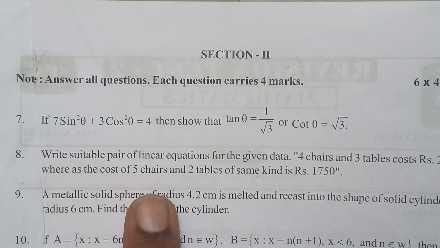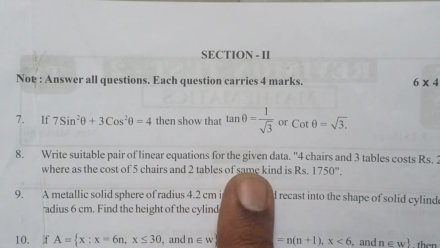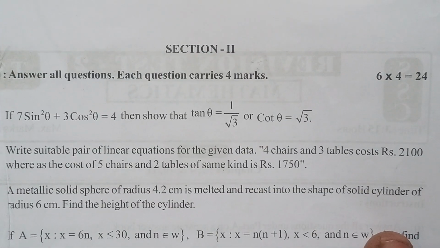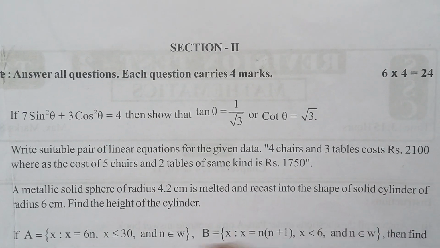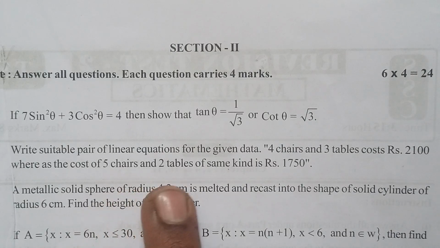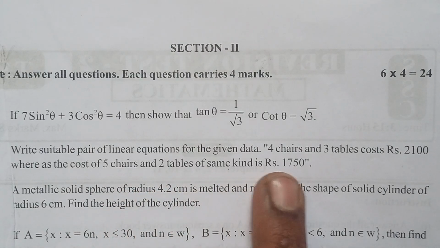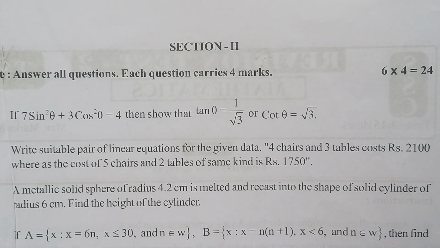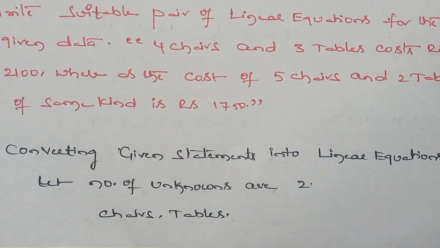Now write a suitable pair of linear equations for the data: 4 chairs and 3 tables cost rupees 2100, whereas the cost of 5 chairs and 2 tables of the same kind is rupees 1750. We need to write a pair of linear equations for the given data. Just mention it in symbolic form. That's it.